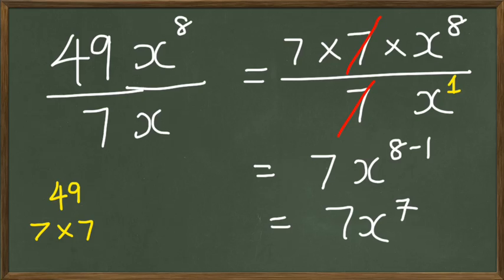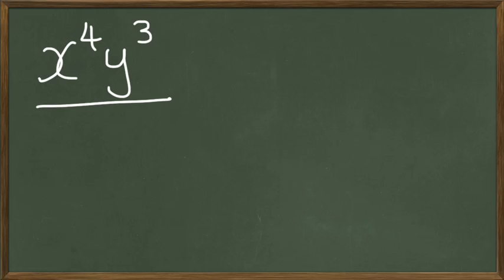Okay, next example. What if we have more than two variables? For example, what if we have something like x to the power of 4, y to the power of 3 divided by x to the power of 3 and y squared?